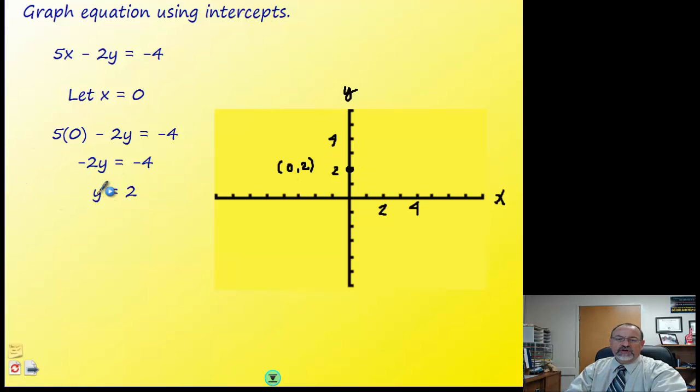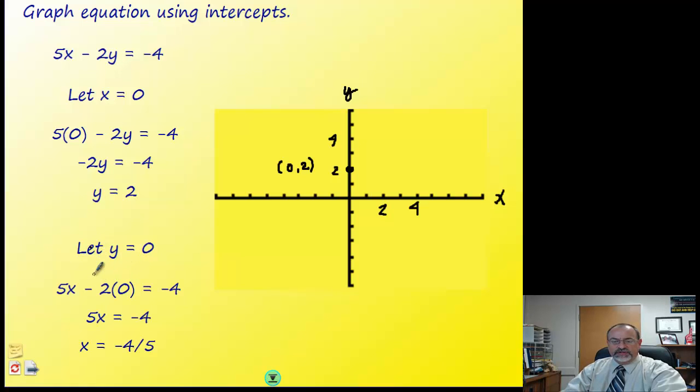Then you go ahead and figure out what the x-intercept is by substituting in 0 for y. That's going to make the y term go away. 2 times 0 is 0. And then you're going to solve for x. So x here is negative 4/5. Now that's a fraction. That's okay. That's between 0 and negative 1. So somewhere about right in here is the x-intercept. I want you to label that. That's negative 4/5, 0. Okay?